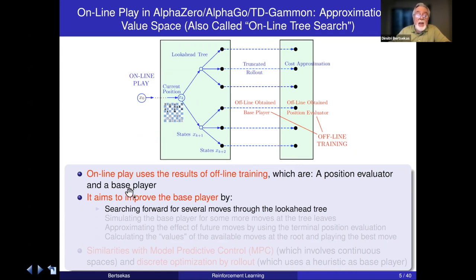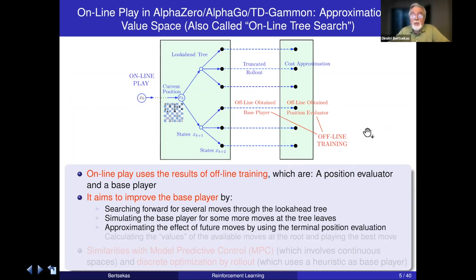And so the online play algorithm aims to improve the performance of the base player by searching forward for several moves through a look ahead tree. So at the current position or current state, it generates all possible moves one step ahead, then two steps ahead for whatever length of the look ahead there is. And then it simulates the base player for some more moves after it reaches these leaves. And then it approximates the effect of future moves by using the terminal position evaluation.